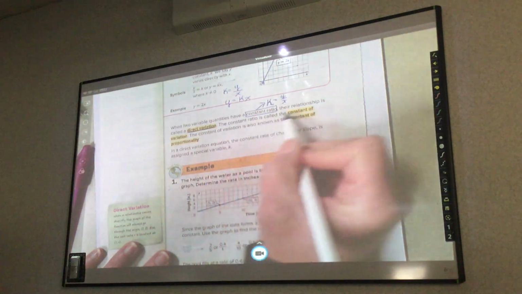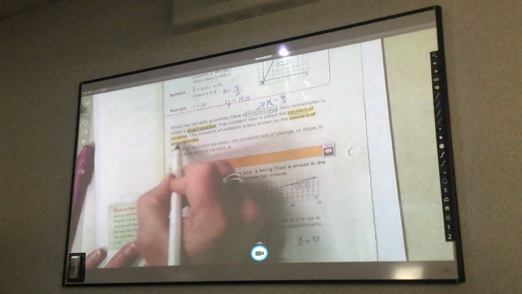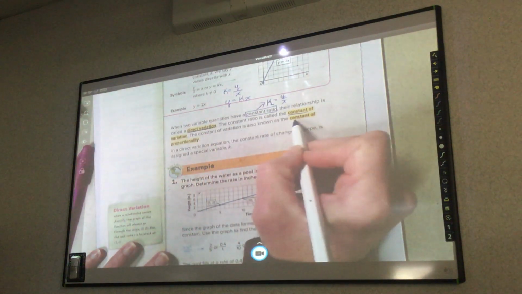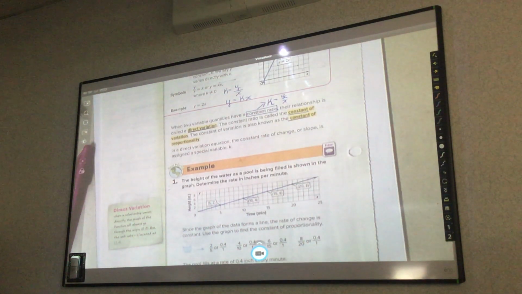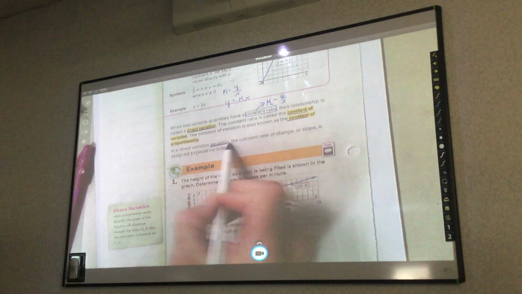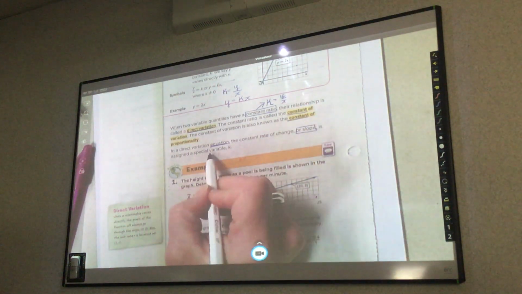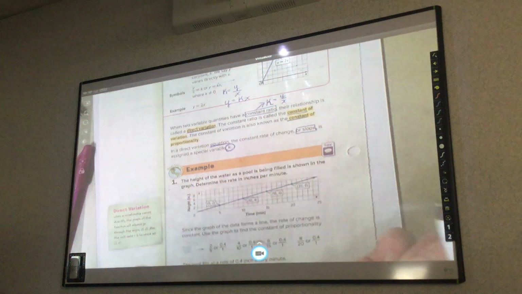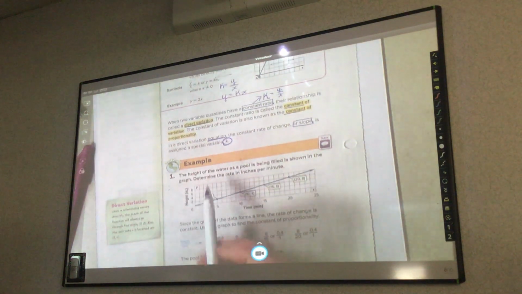The constant ratio is called the constant of variation. The constant of variation is also known as the constant of proportionality. Every time I see the word constant, what does that represent? K. In a direct variation equation, the constant rate of change or slope is assigned a special variable k. Didn't I already tell you guys that before? Yep. So, let's do this example.